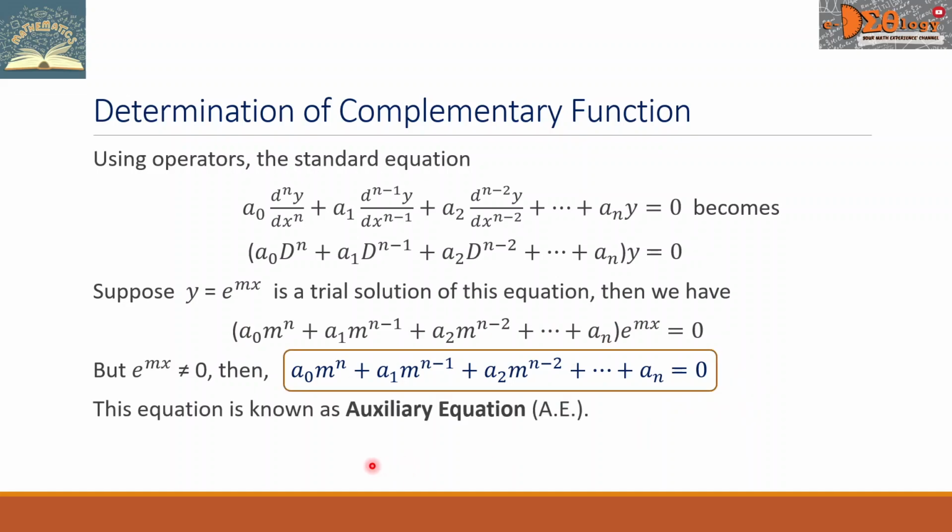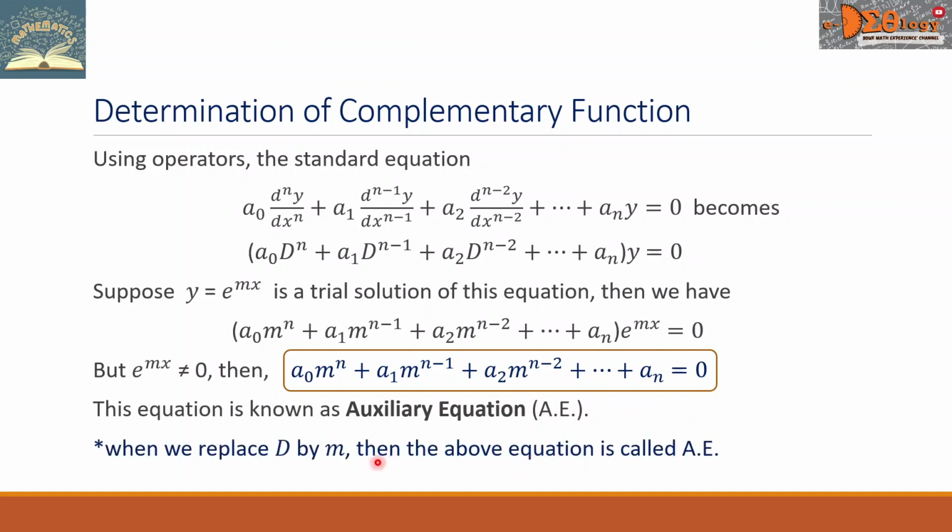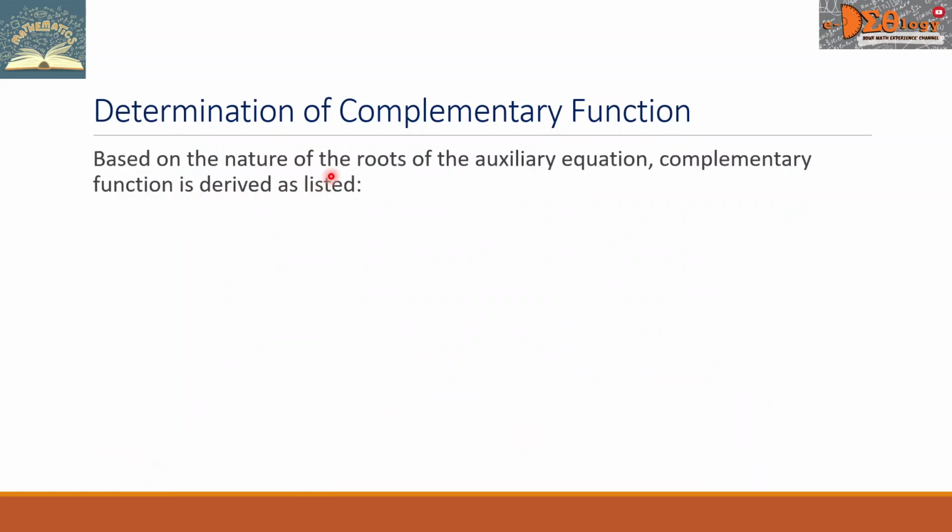And this equation now is known as auxiliary equation. We have capital A, capital E for short. Take note that when we replace capital D by small m, then the above equation is called AE, or auxiliary equation. Based on the nature of the roots of the auxiliary equation, complementary function is derived as listed.